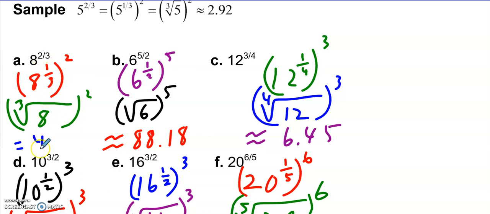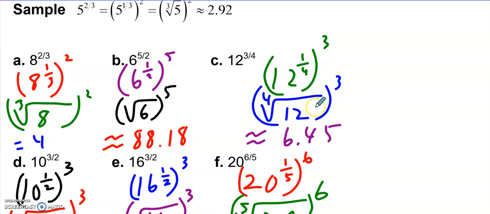If I type this into my calculator, that's 4, because the cube root of 8 is 2, 2 squared is 4. All right, here I have 6 to the 5/2, that's 6 to the 1/2 to the 5th. Again, the important part here is what's in black, so that is the square root of 6 to the 5th, which approximately is 88.18. 12 to the 3/4 is 12 to the 1/4 to the 3rd, which is the fourth root of 12 to the third.